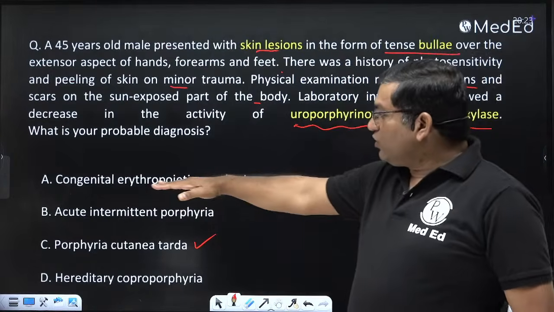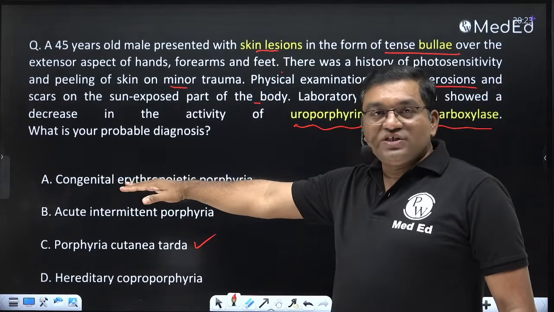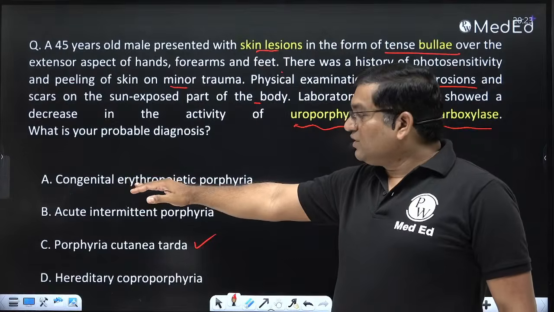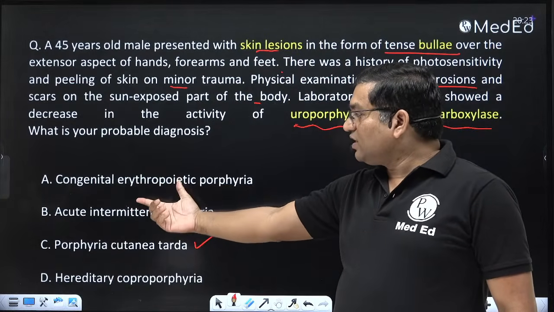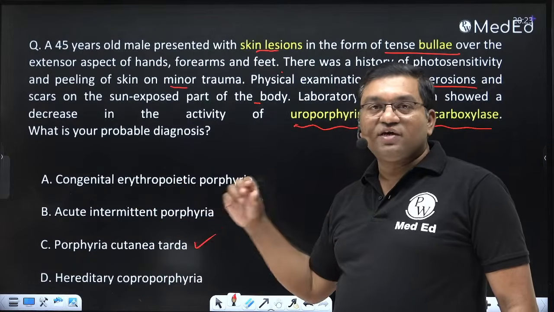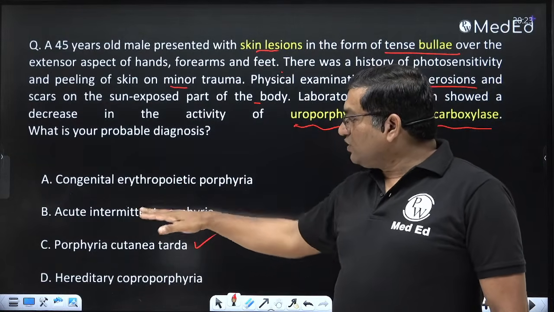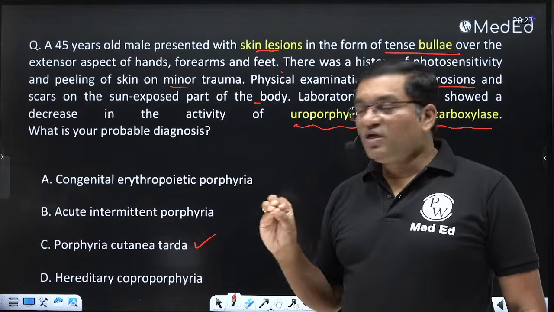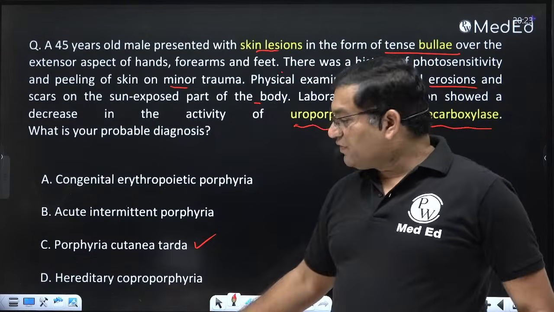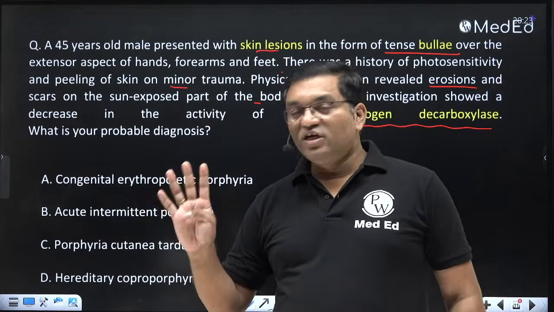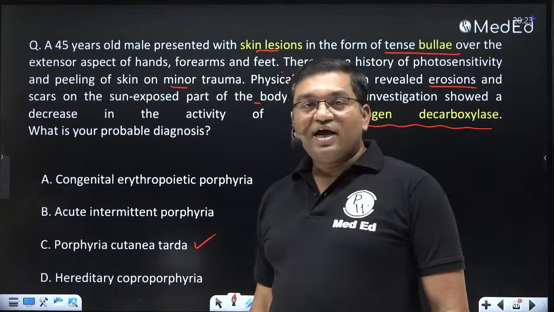So in erythropoietic porphyria, there is erythrodontia, passage of red urine, and repeated scarring. The skin lesions will be almost the same, but in porphyria cutanea tarda the lesions are a little larger. Acute intermittent porphyria has abdominal pain and neurological manifestations. Hereditary coproporphyria and variegate porphyria have all three: abdominal pain, neurological manifestations and photosensitivity.